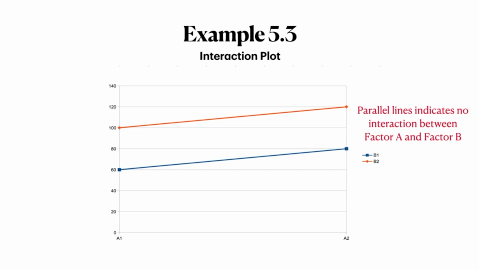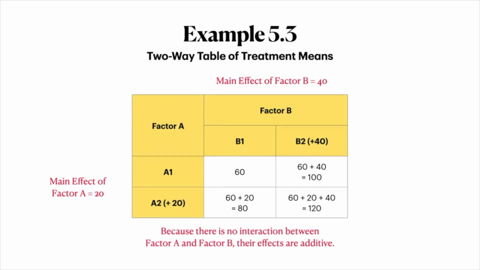Now, because there's no interaction, the effects of the two factors are additive. You'll remember that we said that when an interaction exists, that means that the effects of the factors on the response are not additive. But if there's no interaction, that implies that the effects of the factors are in fact additive. And so let's take a look at what that means in the context of this 2x2 complete factorial treatment structure.